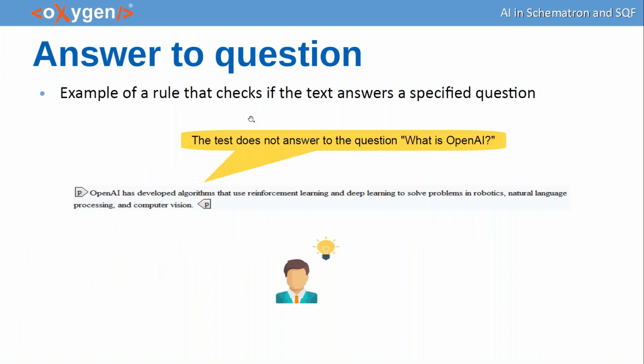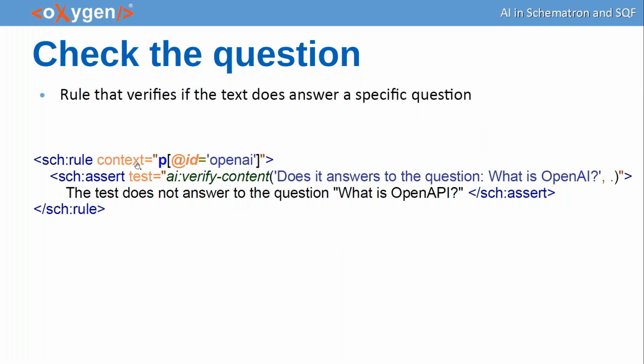Then another interesting example is when you have a text that explains something, like here that says OpenAI has developed an algorithm, something. I want my phrase to respond to the question, what is OpenAI? So if someone writes or rephrases some content, I want to test that my content still responds to the question that I created it for. So we can add a rule that verifies this. You can match a paragraph that describes OpenAI, and you can enforce that it answers the question, what is OpenAI? This time the prompt will be, does it answer the question, what is OpenAI?